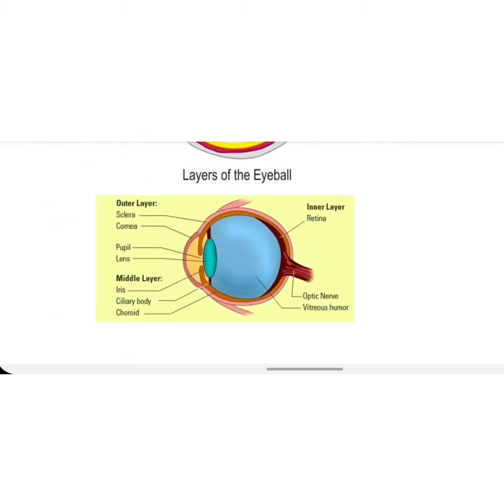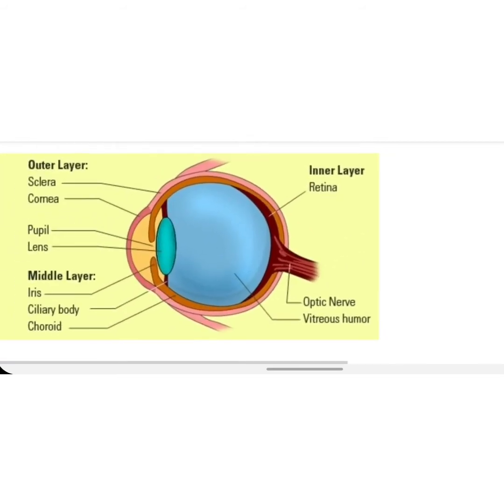In this picture, we can see it again. The outer layer: this one is the cornea, this one is the sclera. Then the middle layer: the iris, ciliary body, and the choroid. And this one is our retina. This one is the optic nerve.